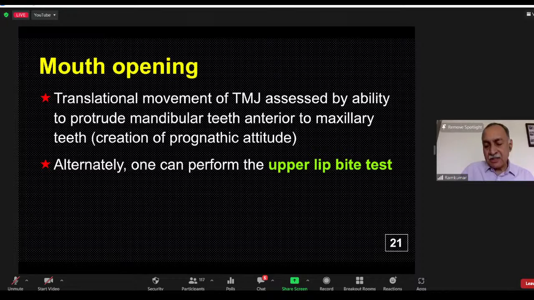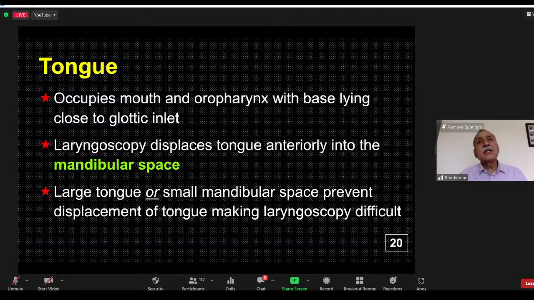So the third thing that we need to concentrate on is the size of the tongue. Now we know that the tongue occupies the mouth and the oropharynx, and the base of the tongue lies very close to the glottic inlet. And that is the reason why the tongue is one of the anatomical structures that often causes problems for us during intubation. Now during laryngoscopy, what we actually do is we displace the tongue anteriorly into a space that is called the submandibular space or the mandibular space. So this is the soft tissue space that is enclosed by the margin of the mandible. And my finger is pointing to that particular space.